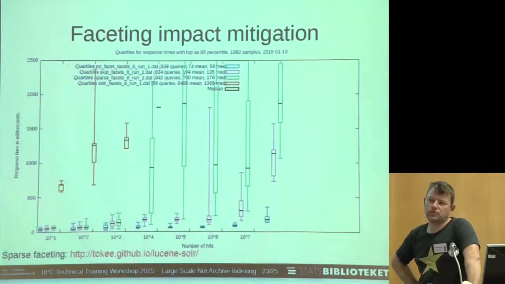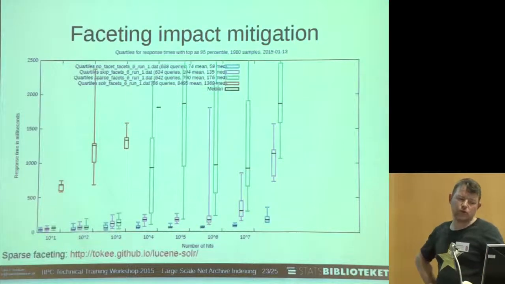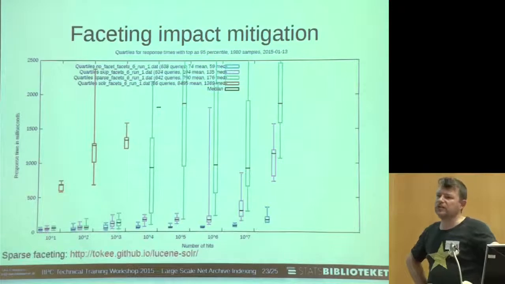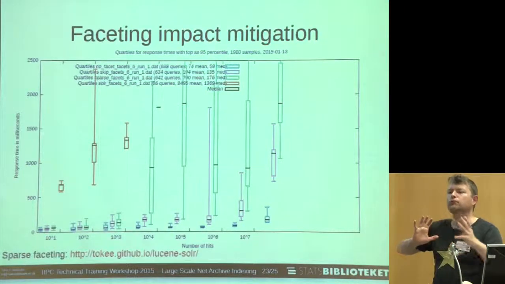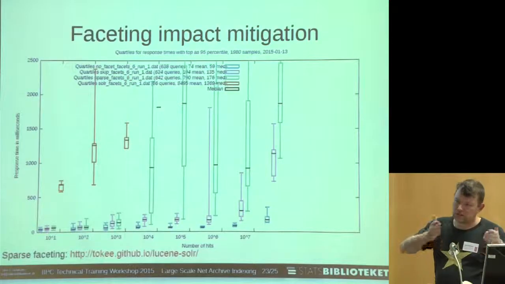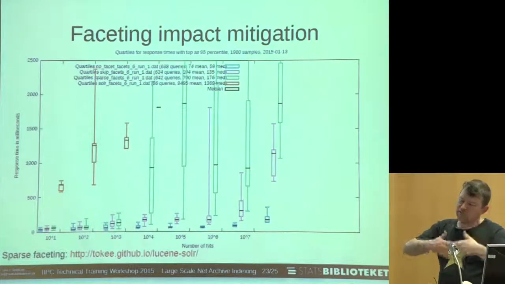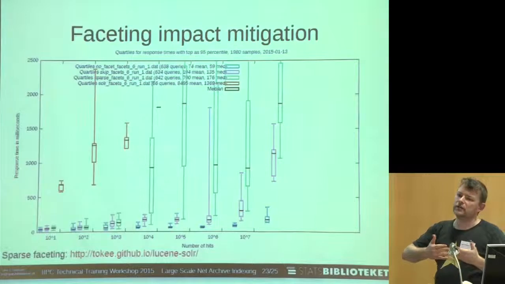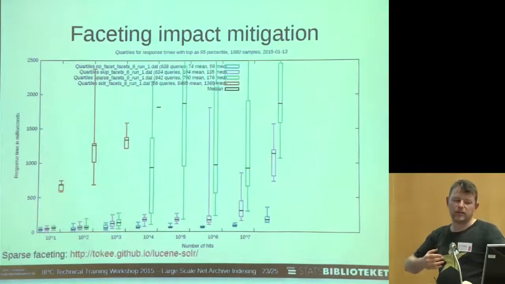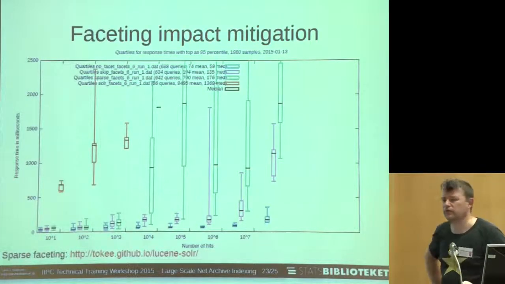So there's this very strong correlation that says between 1,000 and 100,000 hits, this is where the hill is. As your corpus grows, the hill moves. But still within this single corpus, it's a very strong correlation between having this number of hits and being in this range of response times.